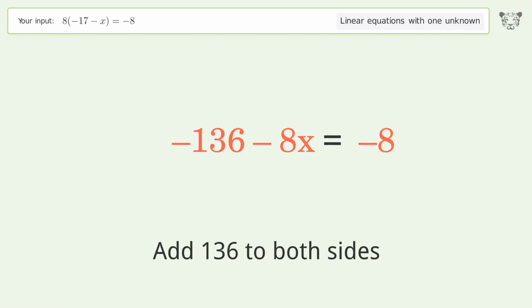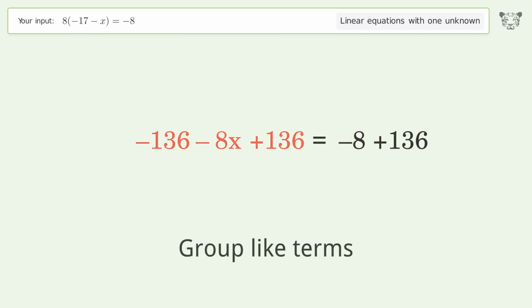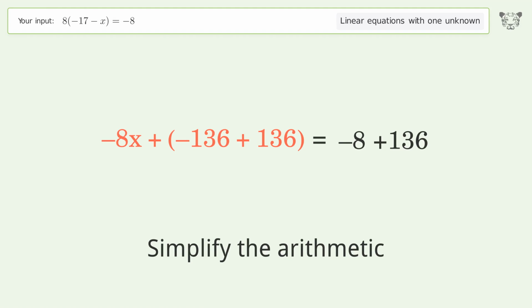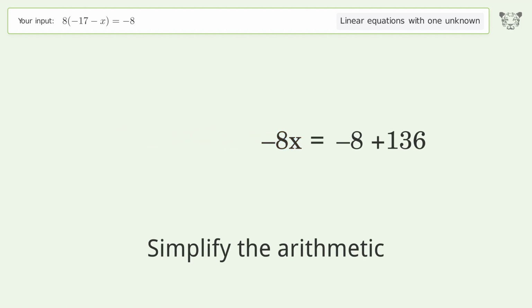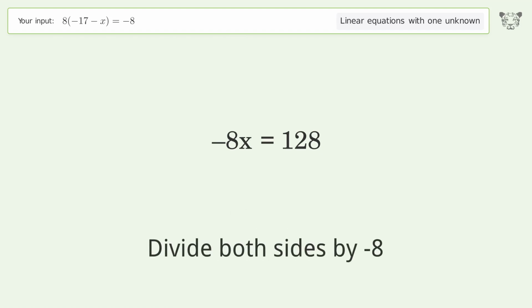Add 136 to both sides. Group like terms. Simplify the arithmetic. Isolate the x. Divide both sides by -8.